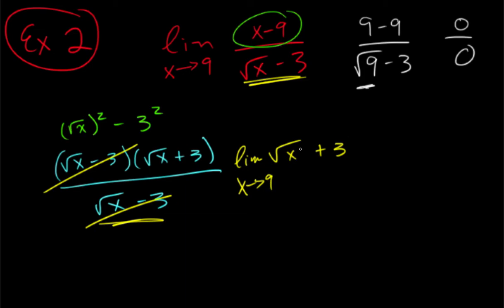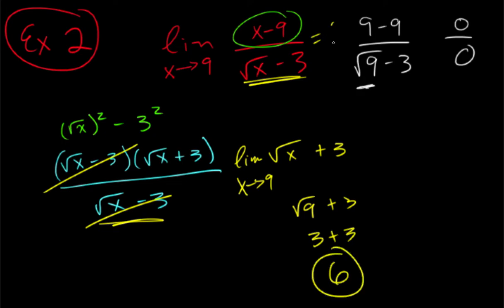So we plug that in. We're going to get the square root of 9 plus 3. That's like 3 plus 3. And so the limit is 6, which means the limit of the original is also 6. Okay. Now what your book wants you to do at this point is not do it algebraically like that. They want you to look at the left-handed limit, and they want you to look at the right-handed limit.